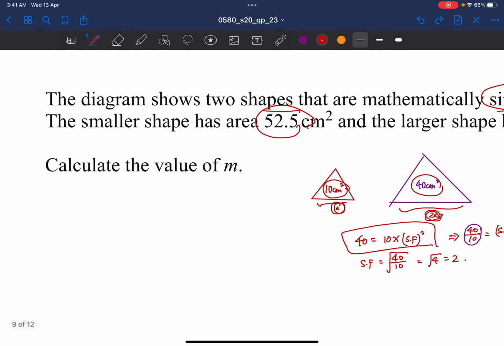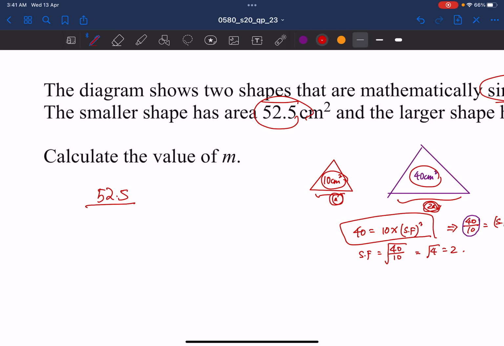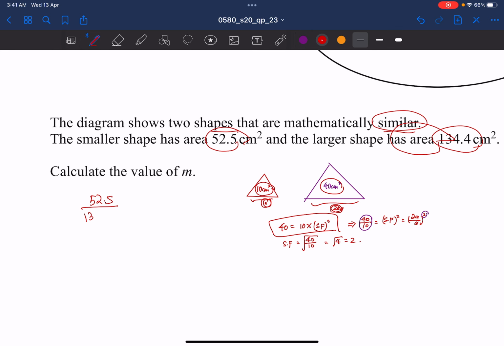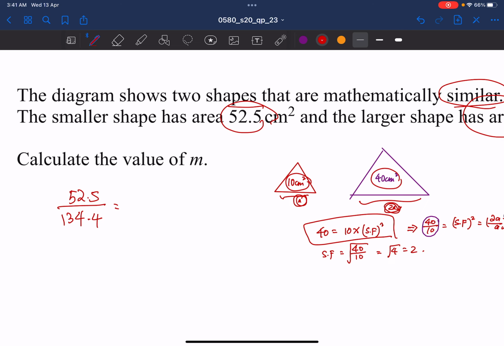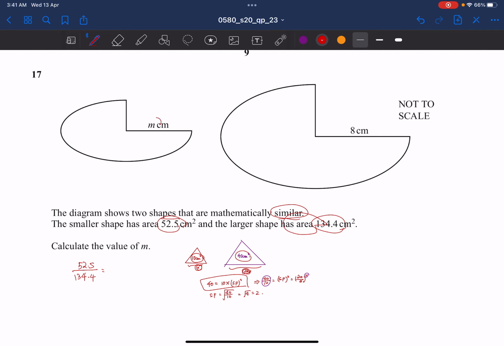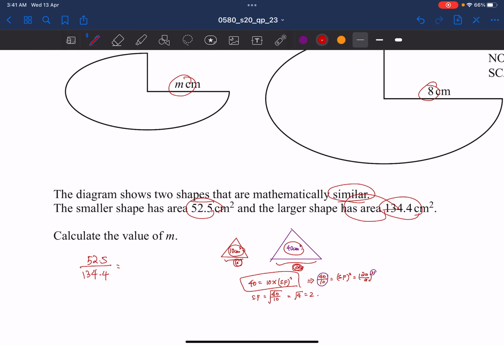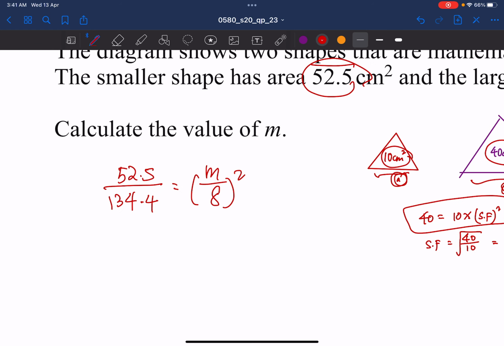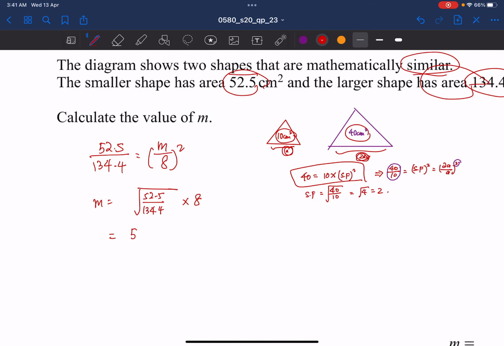Okay, so we have the ratio of the area, 52.5 over 134.4, equals the ratio of the corresponding side. The corresponding side is M over 8, so this is (M/8) to the power of 2. Okay, so we have M equals the square root of 52.5 divided by 134.4, times 8. And by using a calculator, we know that this is 5. Okay.